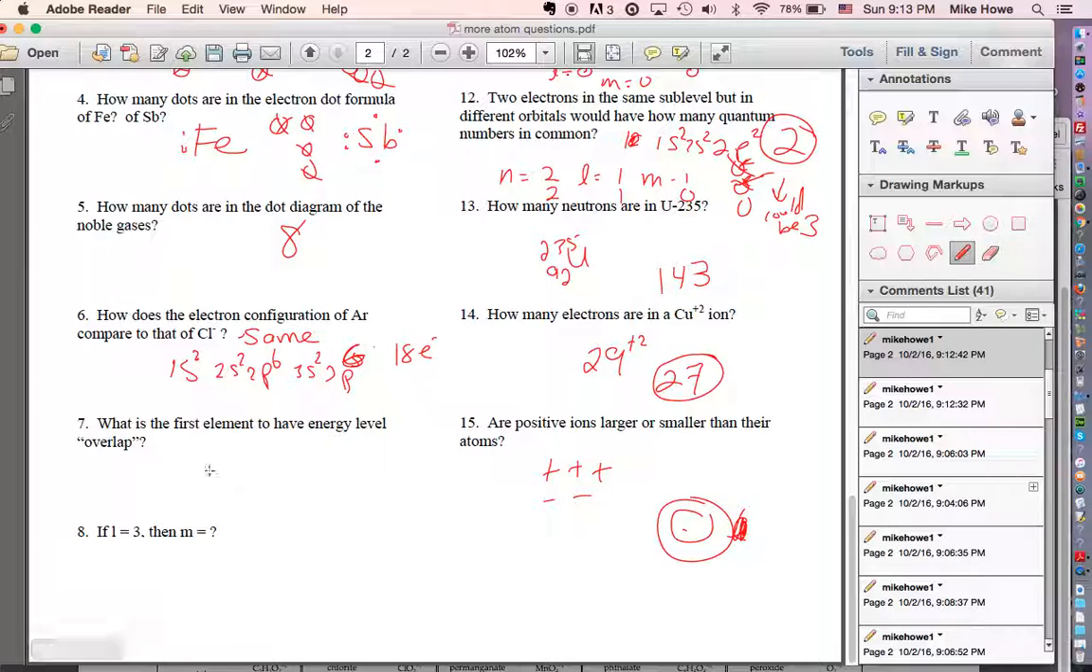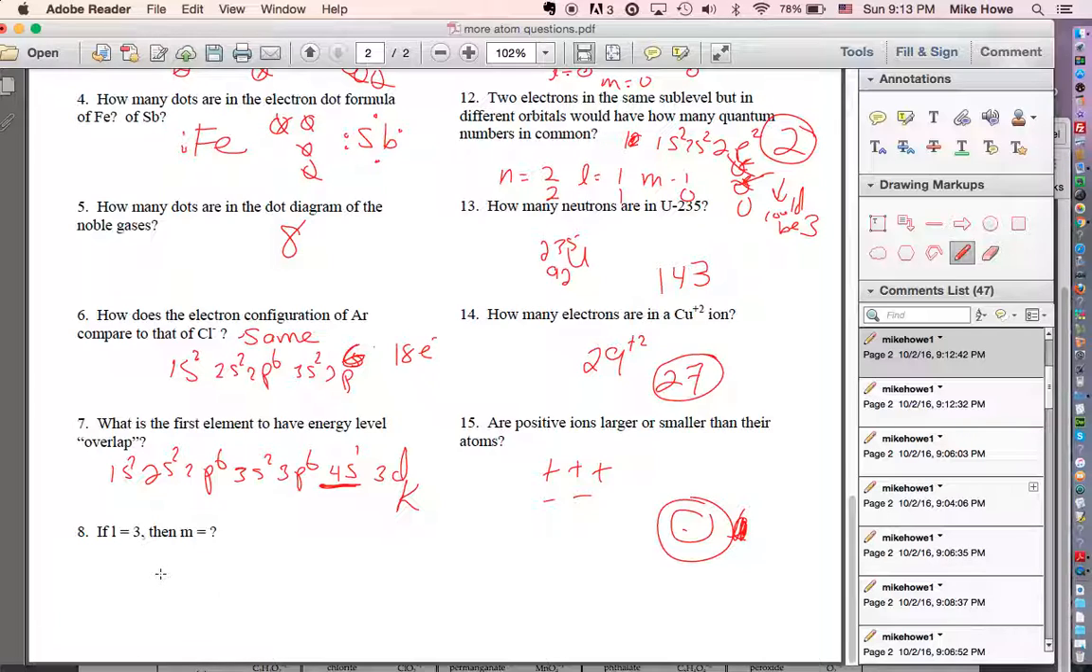And the first element to have energy level overlap: 1s2, 2s2, 2p6, 3s2, 3p6. 4 is the first place, because before that there's 4s and there's 3d. So the overlap happens right here. So the first element to do that would be 4s1, and 4s1 is potassium.